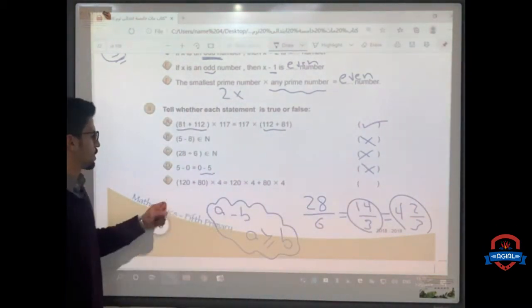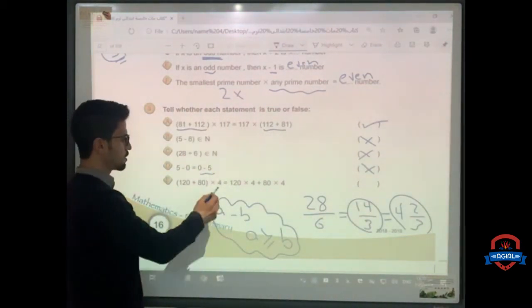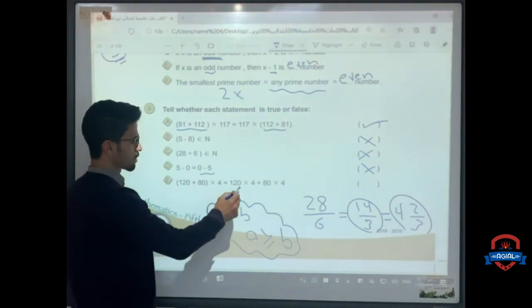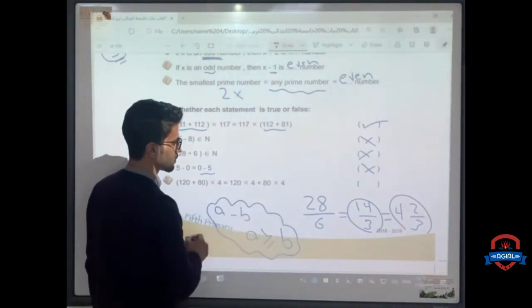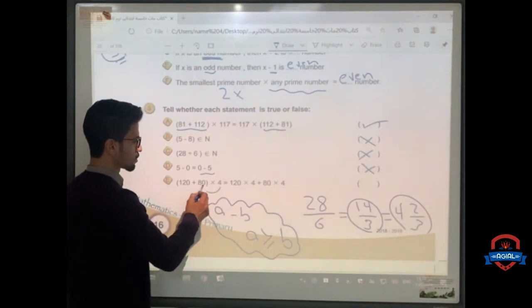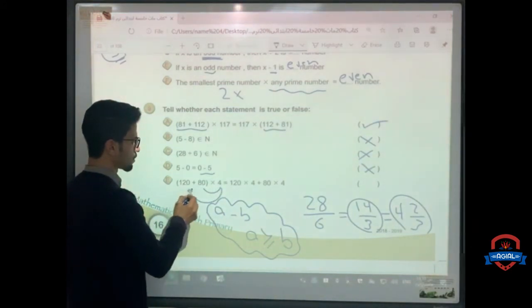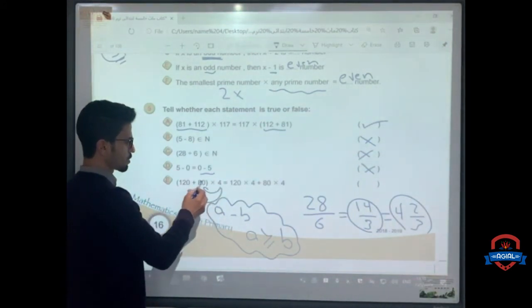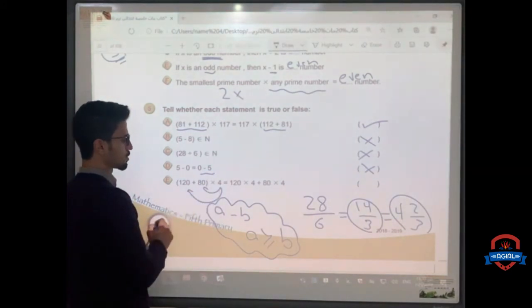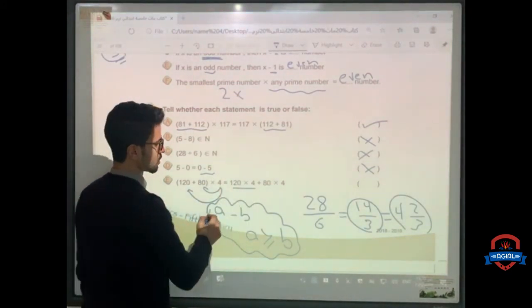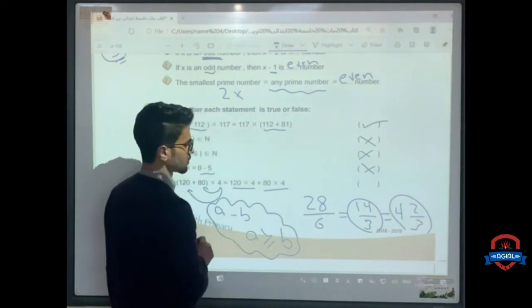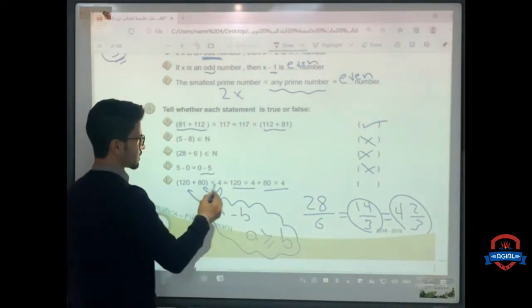And on letter E, 120 plus 80 times 4 equals 120 times 4 plus 80 times 4. Yes, this is true because we use the distributive property. We say 4 times 80 plus 4 times 120, and 4 times 120 plus 4 times 80. So we have the same answer.